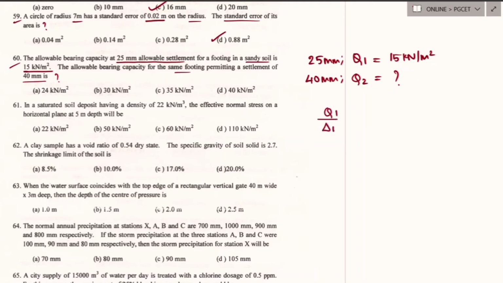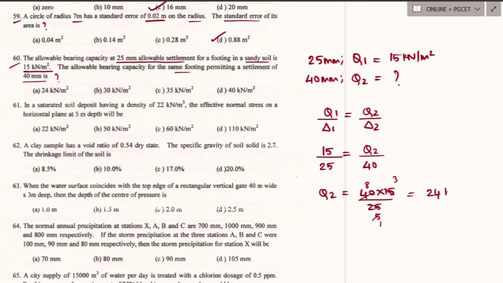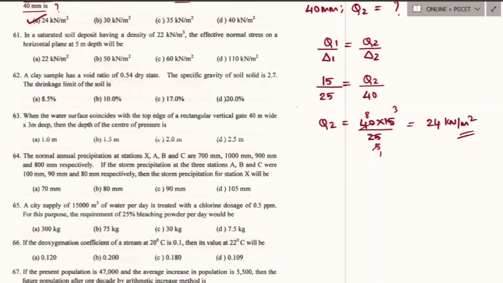Bearing capacity Q1 divided by allowable settlement delta 1 is equal to bearing capacity Q2 divided by delta 2. Q1 is 15 kN per meter square divided by 25 is equal to Q2, which we have to find, divided by delta 2, which is 40 mm. Therefore, Q2 is equal to 40 into 15 divided by 25. 5 3s are 15, 5 5s are 25, 5 8s are 40. Therefore, 8 3s are 24 kN per meter square. Therefore, for a settlement of 40 mm, the allowable bearing capacity is 24 kN per meter square. Option A is the right answer.